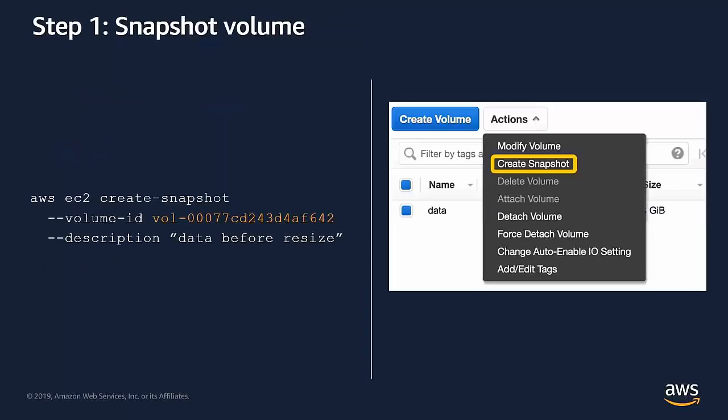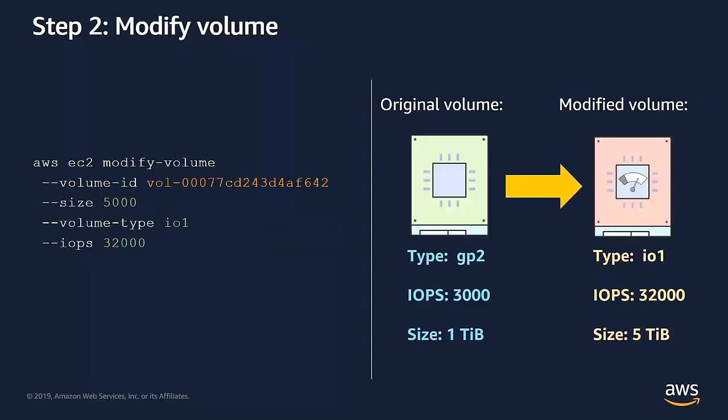To take a snapshot of the volume, you can either use the CLI or API as shown on the left, or you can use the AWS Management Console by selecting your volume, clicking on the Actions button, and selecting Create Snapshot. Once you have a snapshot of your volume, you can then proceed to modify the volume.